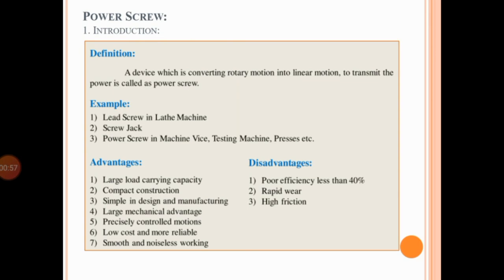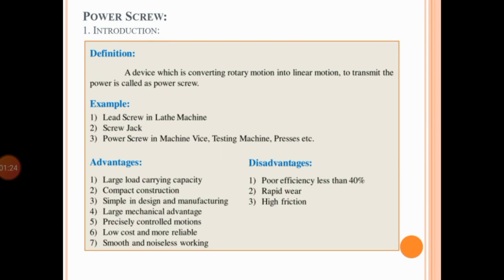Power screw is generally defined as the device which converts rotary motion to linear motion for the purpose of transmission of power or torque. So the difference clearly looks like this: a simple screw is used only for fastening purposes, whereas a power screw stands for the conversion of rotary to linear motion and for power transmission.